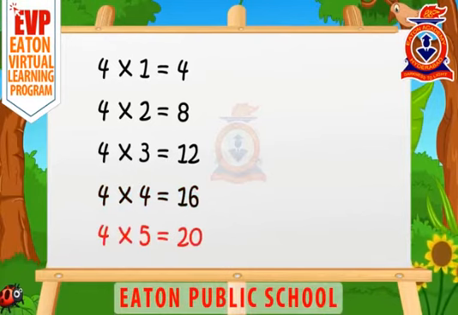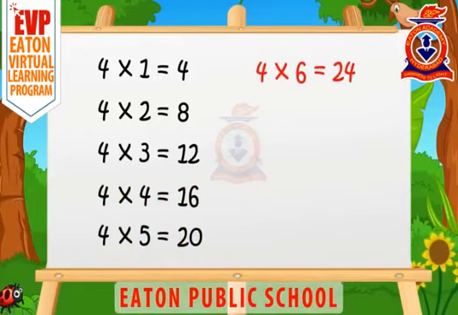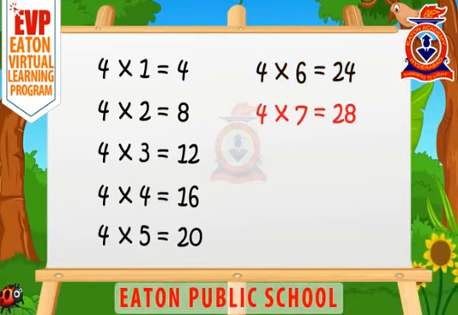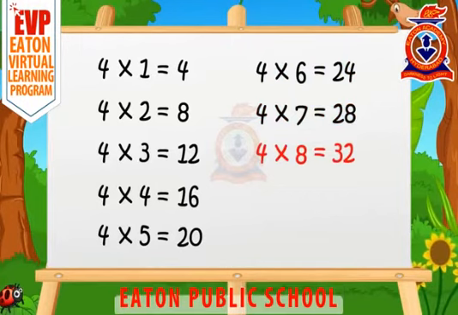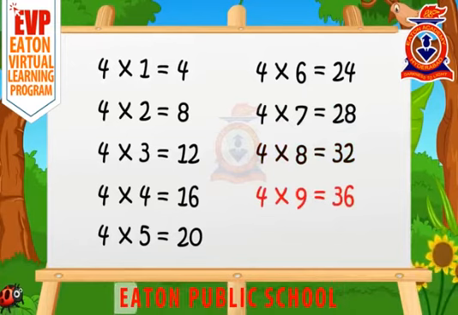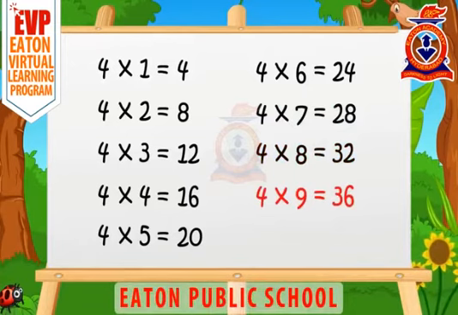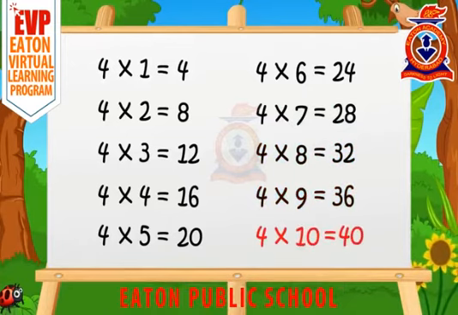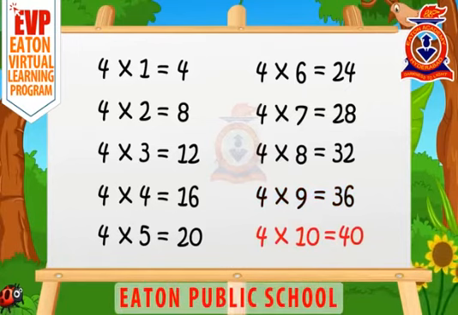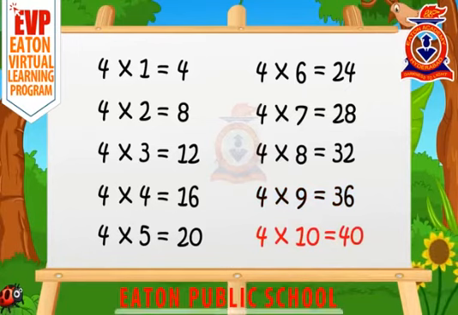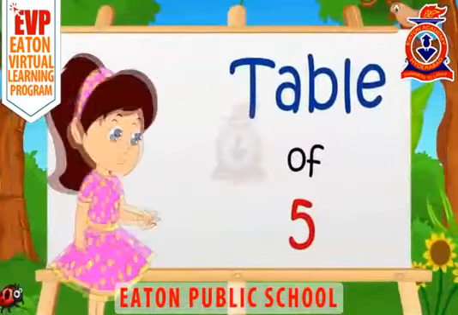4 six are 24. 4 sevens are 28. 4 eights are 32. 4 nines are 36. 4 tens are 40. Table of 5.